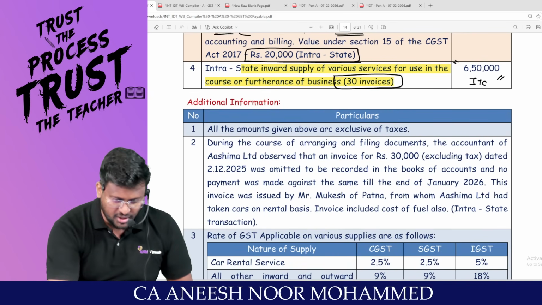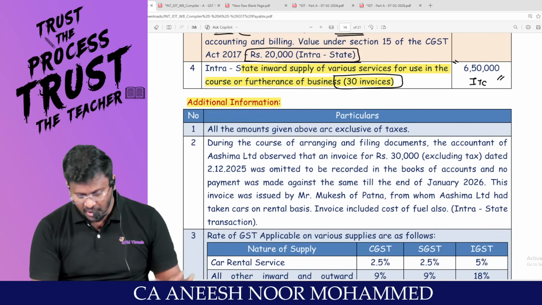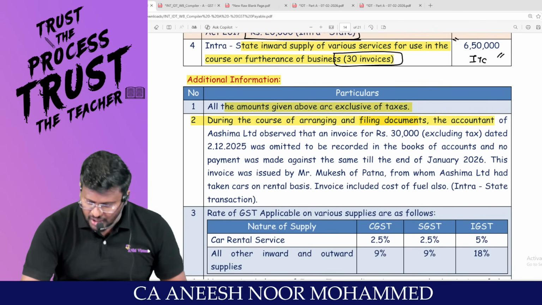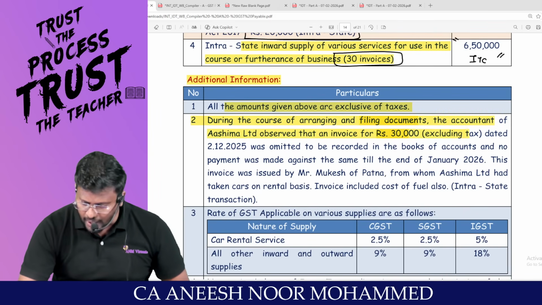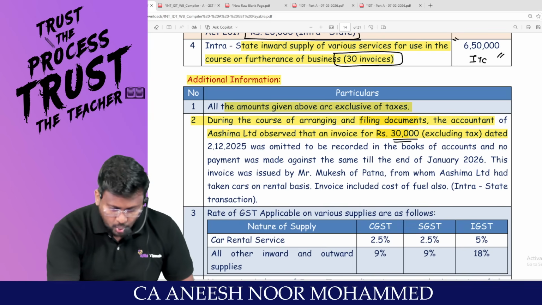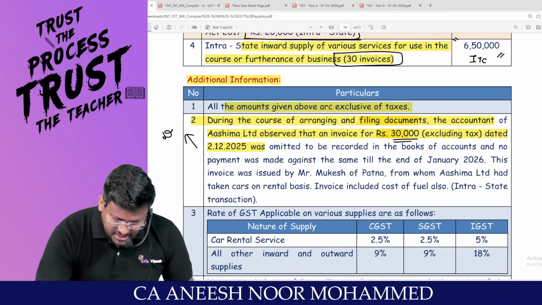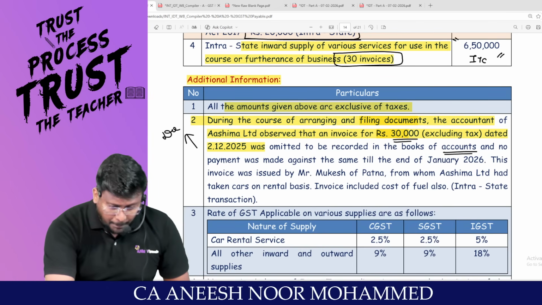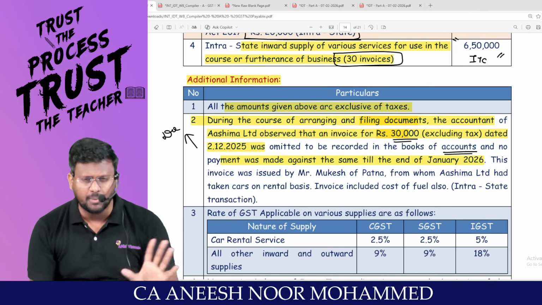These are additional information. If this additional information is not available, CA students' life would be very, very happy. All the amounts given above are exclusive of taxes. Okay, fine. During the course of arranging and filing documents, the accountant of Ashima Limited observed that an invoice of 30,000 excluding tax, dated 2/12/2025, 2/12 means which month? December month. The invoice was omitted to be recorded in the books of accounts and no payment was made against the same till the end of January. One of the bills we have not paid.